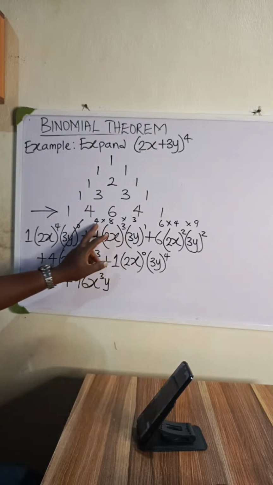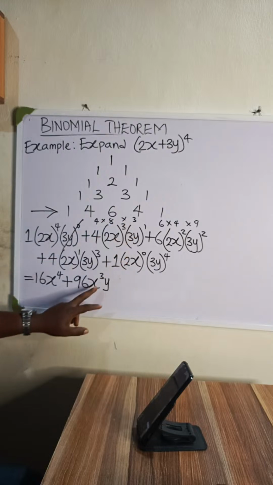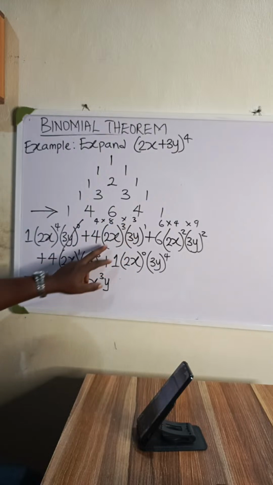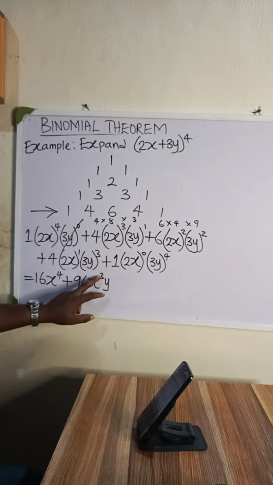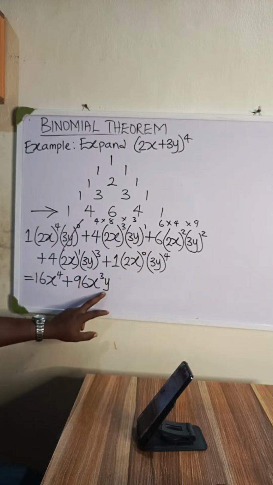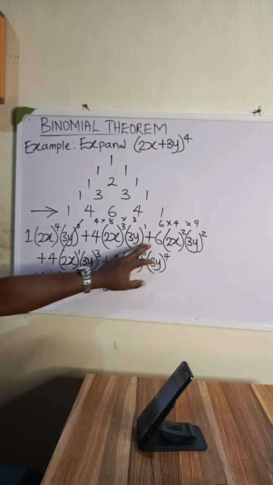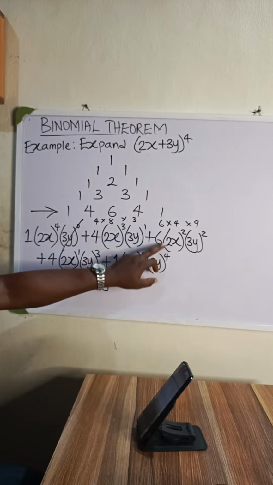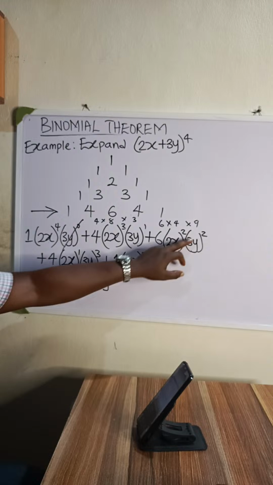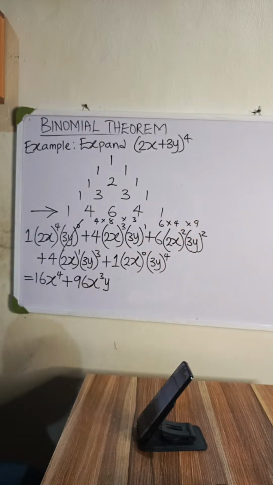So 4 times 8 times 3 gave us 96. X to the power of 3 gives us x to the power of 3. Y to the power of 1 is the same thing as y. So we move over here. We have 6. 2 to the power of 2 is 4. 3 to the power of 2 is 9. So 6 times 4 is 24. 24 times 9, what do you have?